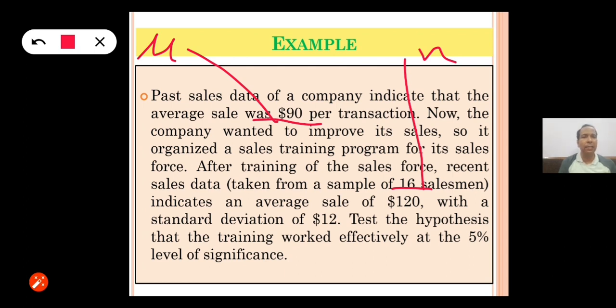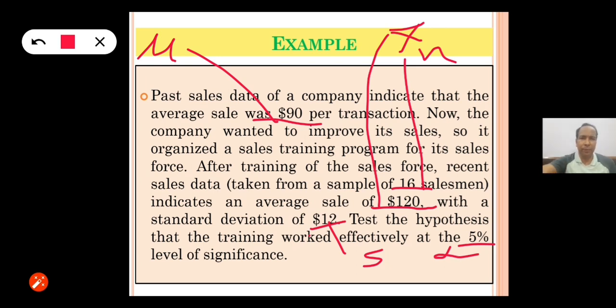It indicates an average sales of $120. So this value is the sample mean, that is x bar, with a standard deviation of $12. This is the value of the sample standard deviation, that is s. Test the hypothesis that the training worked effectively. Training worked effectively means a positive impact of training. That means a right tail test at the 5% level of significance. So this is the value of alpha.